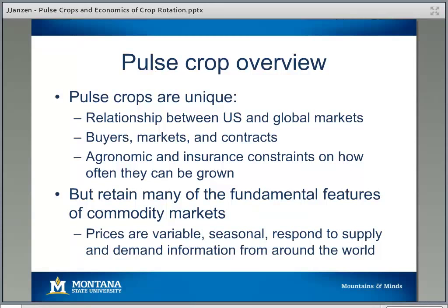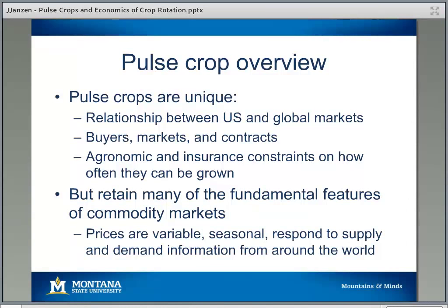So even if we'd love to grow pulses every year, we've got to grow these things in rotation with cereal crops like wheat. That said, pulse crops retain some of the fundamental features of other commodity markets. Prices are variable. There's a seasonality in prices. We often see a price low right around harvest time. Cash prices are lowest when growers are taking that crop off and there's a lot of crop in the country. And they respond to supply and demand information from around the world.